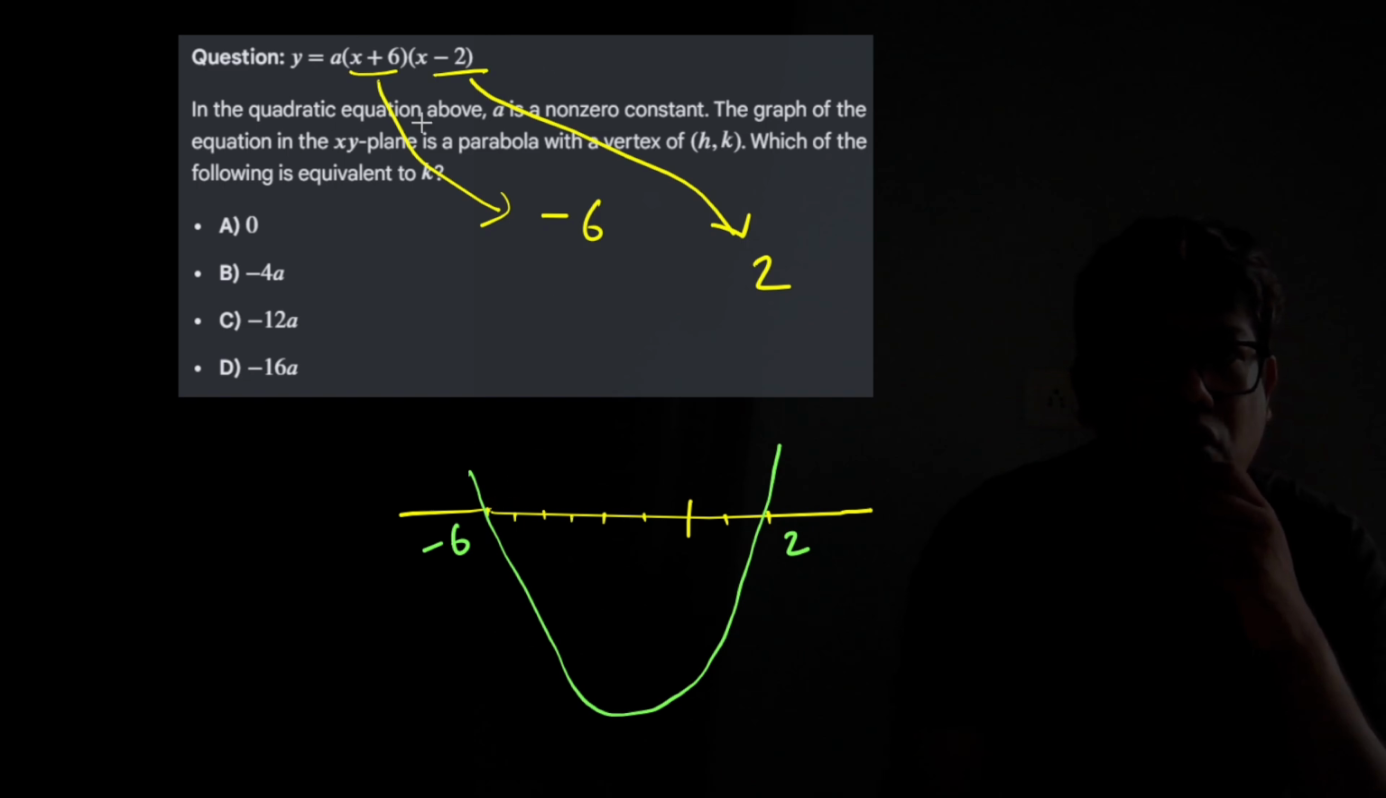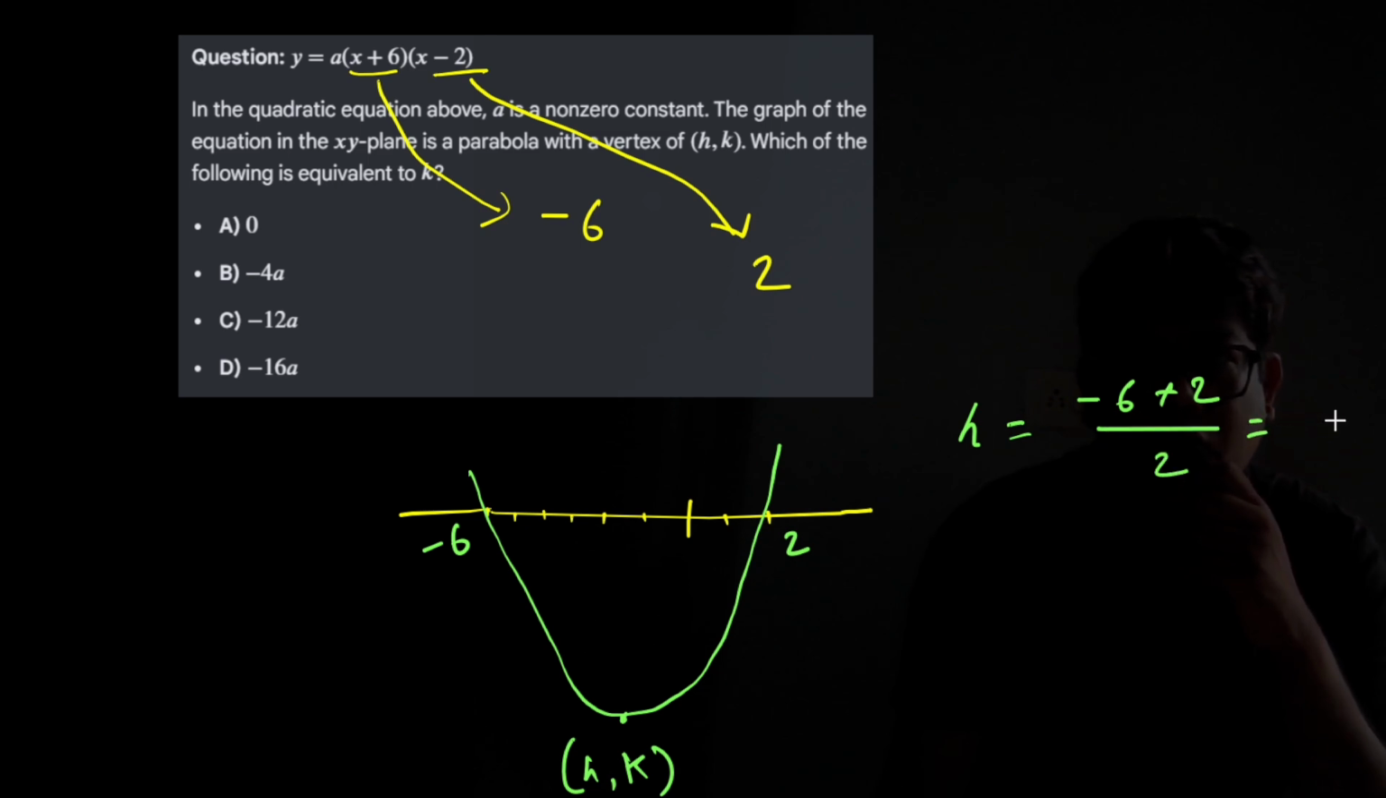Now, instead of solving this, I can very well say that if this is the vertex, h comma k, the value of h will be the midpoint of minus 6 and 2. So what will be the midpoint? Let us try to find out. h will be just the midpoint, so minus 6 plus 2 divided by 2. That will give us minus 4 by 2 equal to minus 2. So minus 2, it's here. This will be the value of h.